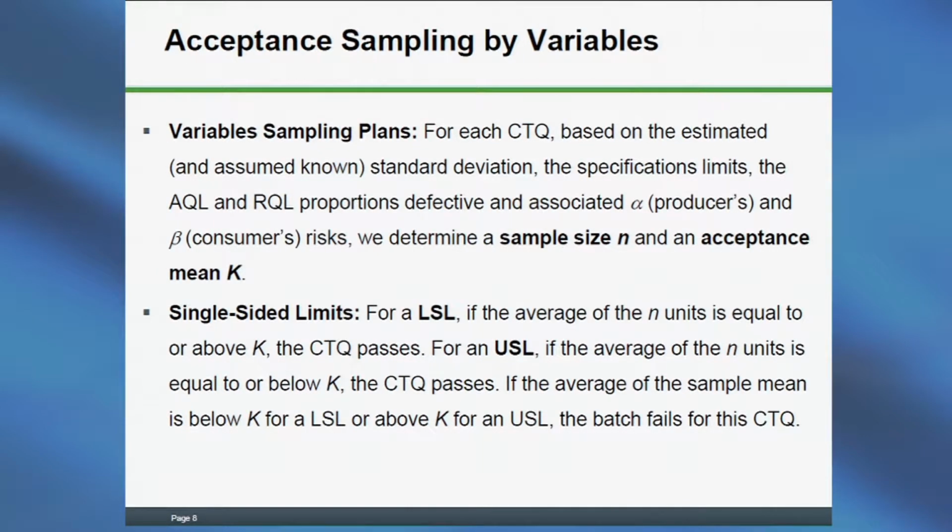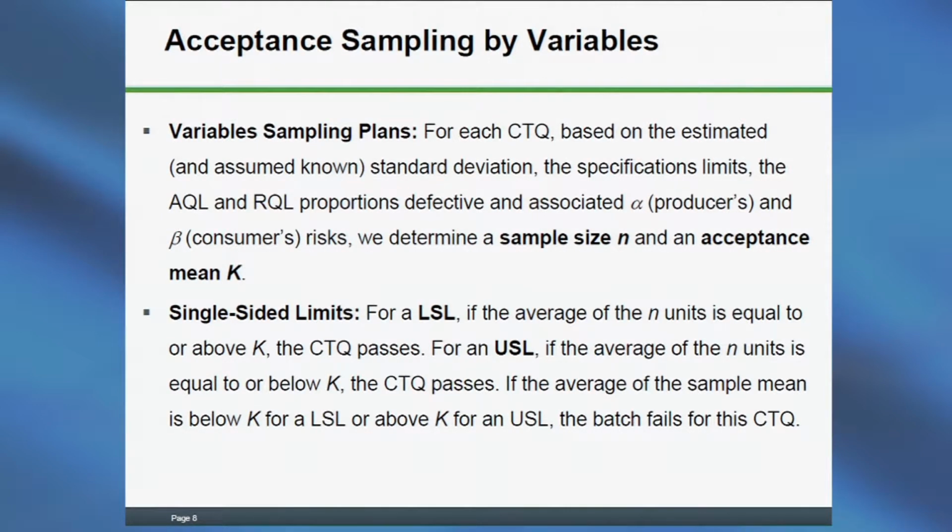So when we have acceptance sampling by variables, for each of the critical to quality measurements that we take, we use the estimated standard deviation, which we're now going to assume known because we're estimating it from the previous 20 lots, the specification limits, and the acceptable quality level and rejectable quality level proportions that are defective. And then we're also going to put an alpha and a beta. The producer's risk is the probability of rejecting good product, and the consumer's risk is the probability of accepting bad product. And we're going to determine a sample size and an acceptance mean, K.